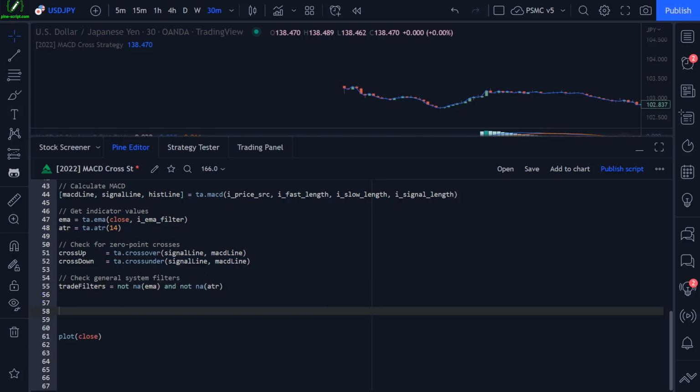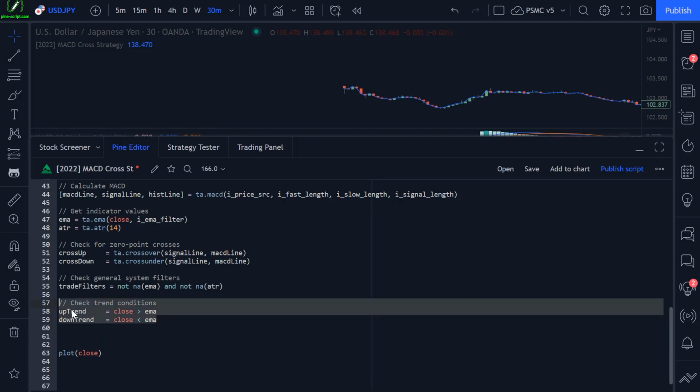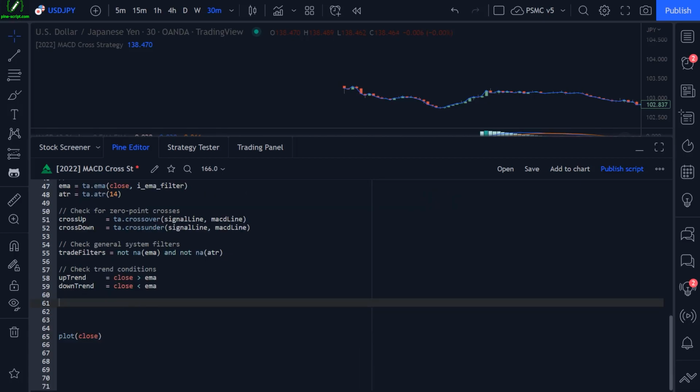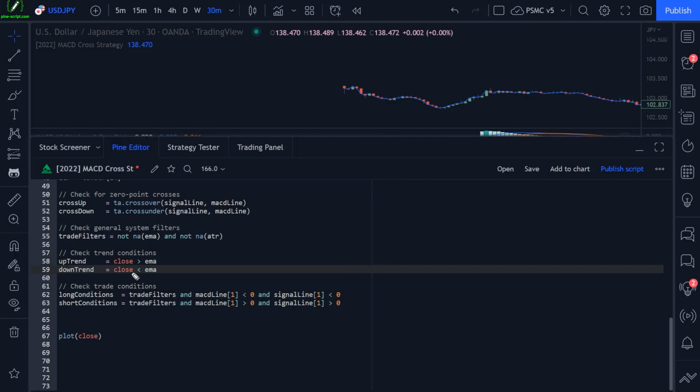The next trading conditions we need to check are our trend conditions. Is the closing price above or below the EMA? That gives us our up or down trend filter. That's a simple one. Next, we need to check our long and short trading conditions. So for long conditions, we're checking our trade filters.